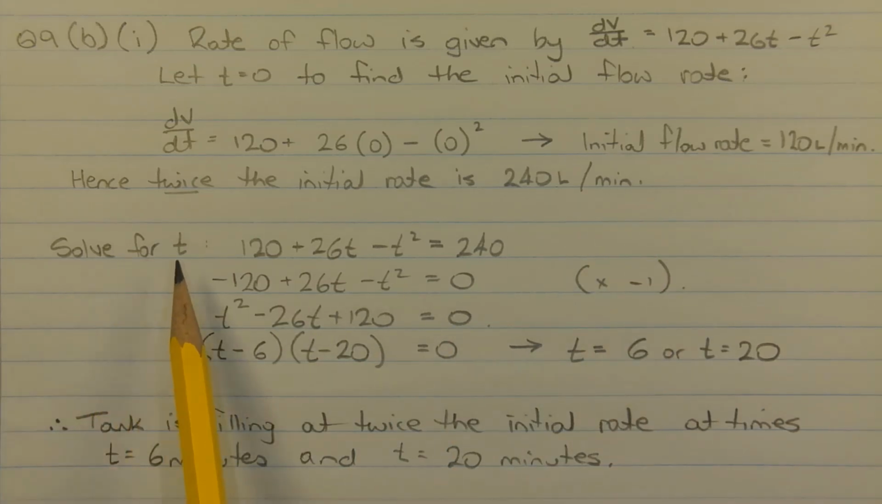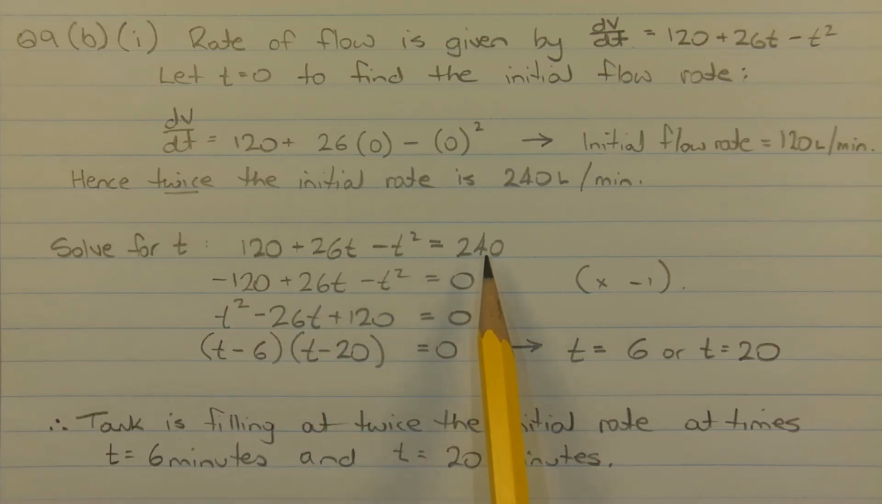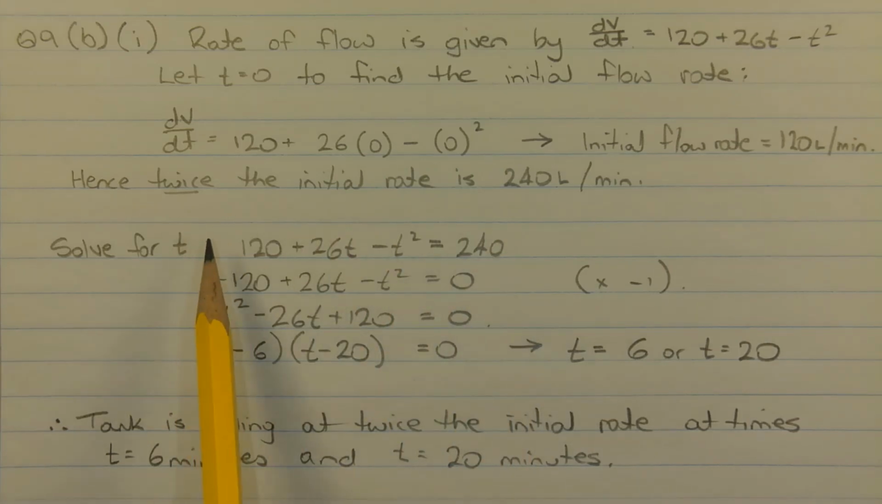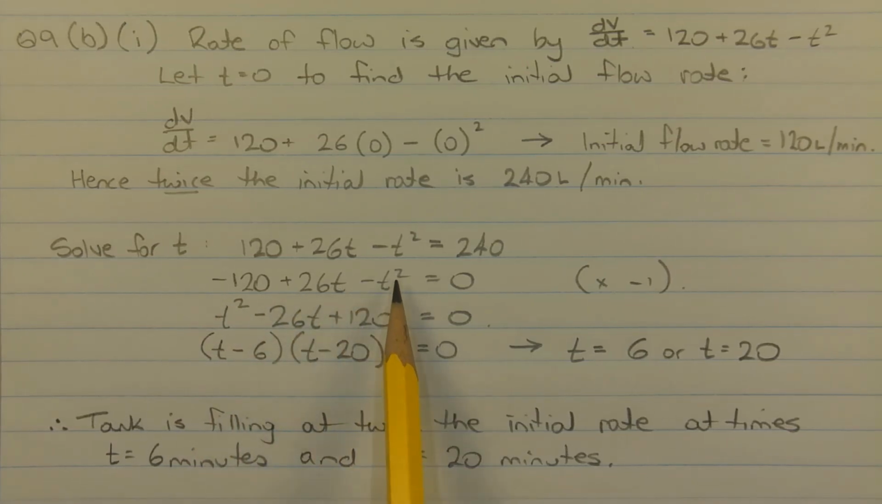So we want to solve for t the equation dV/dt equals 240. So we want to solve 120 plus 26t minus t squared equals 240. Rearranging this equation to turn it into a monic quadratic equation, move the 240 from the right hand side over to the left hand side, it becomes negative 240. Combining that with positive 120, we get negative 120 plus 26t minus t squared equals 0. Multiplying all terms by negative 1 to make the t squared positive, we get t squared minus 26t plus 120 equals 0.